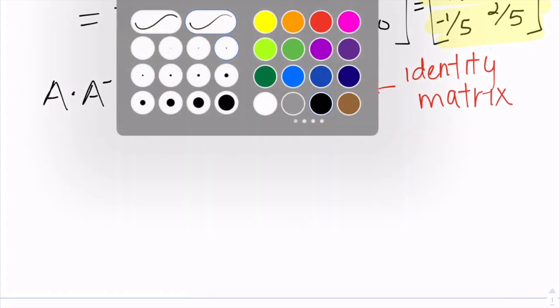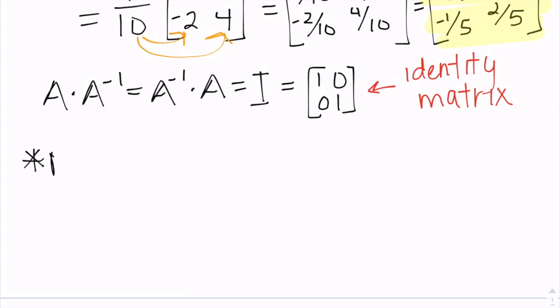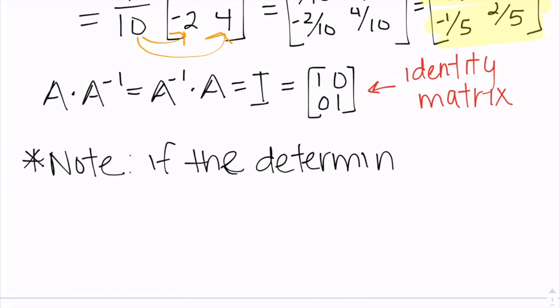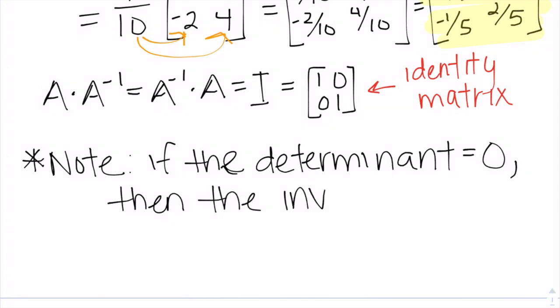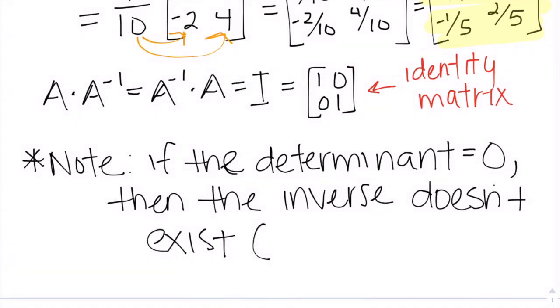And our final note is going to be that if your determinant is equal to 0, then the inverse does not exist. And another way to write doesn't exist for shorthand is DNE.